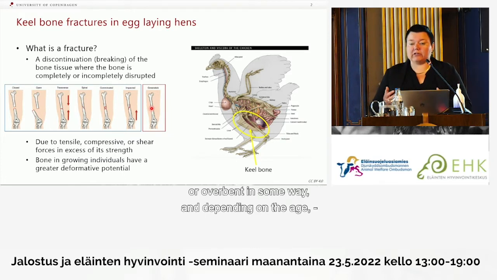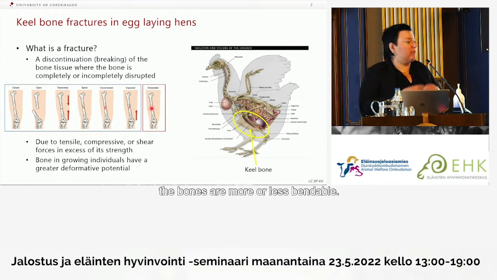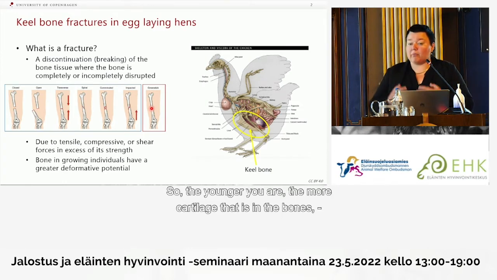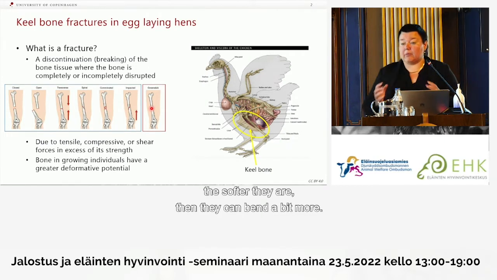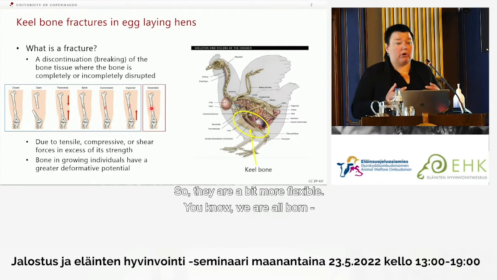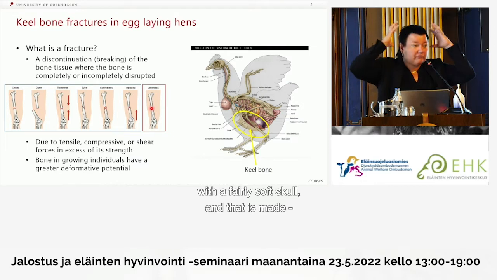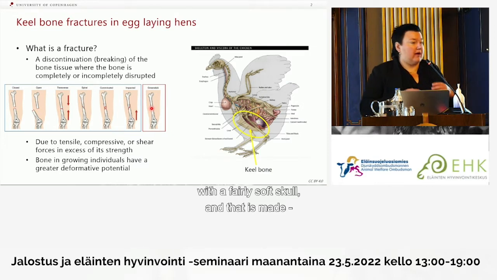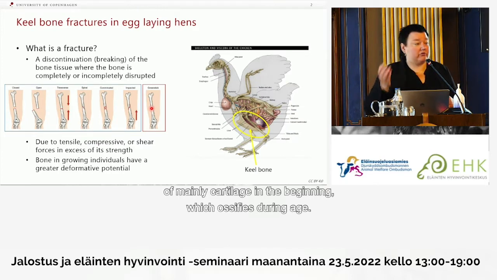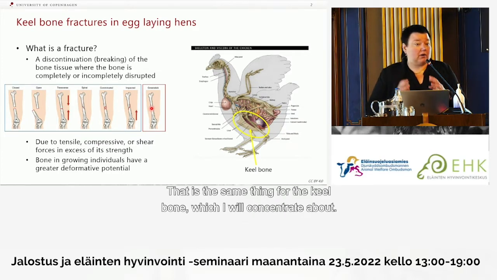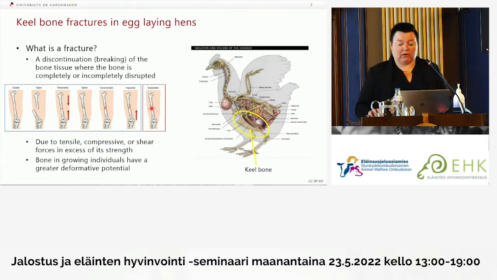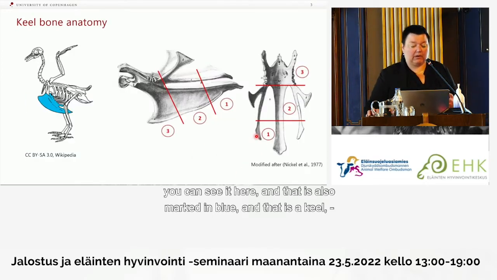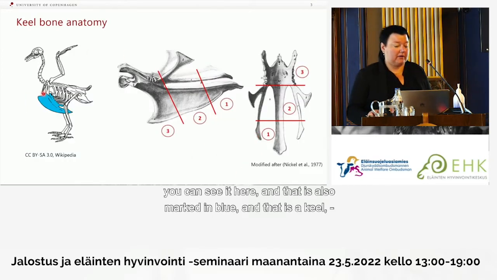And depending on the age, the bones are more or less bendable. The younger you are, the more cartilage is in the bones, the softer they are, so they can bend a bit more. They are a bit more flexible. We are all born with a fairly soft skull, made mainly of cartilage in the beginning, which ossifies during age. It is the same for the keel bone, which I will concentrate on. The keel bone is also the sternum, as we have it here. You can see it marked in blue, and that is the keel.